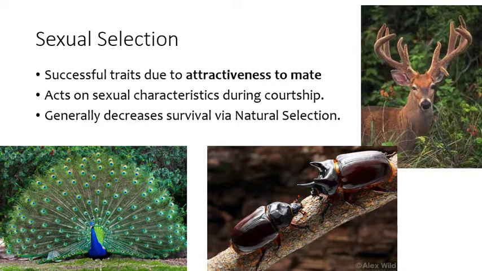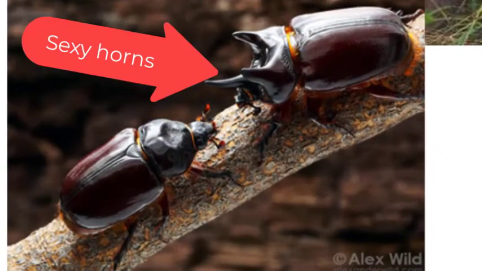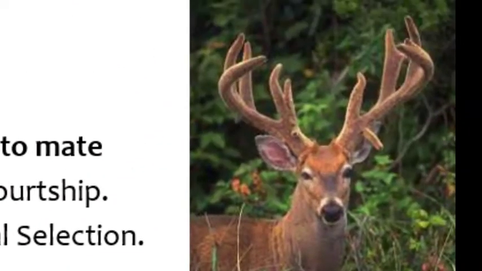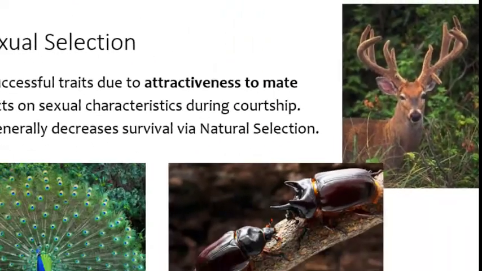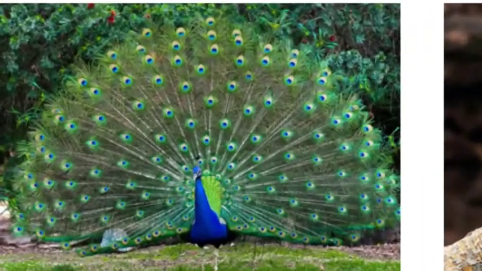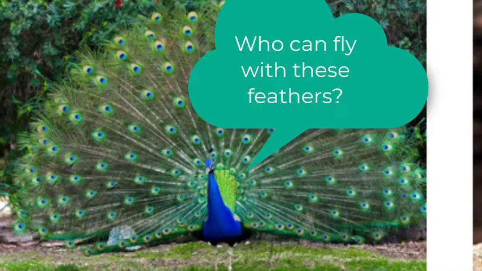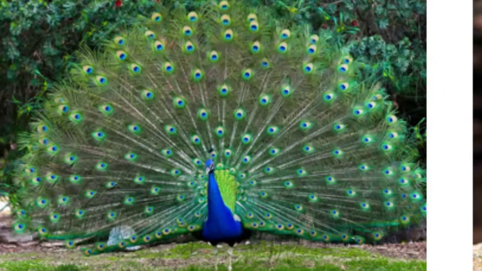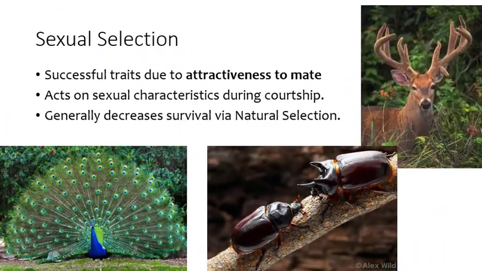Sexual selection is the selection of certain traits by a mate. These traits can be permanently exhibited, or they may only appear during the reproductive season. They definitely decrease survival by natural selection, since many of these traits are flamboyant, attention-getting, or require large amounts of energy to grow. They tend to increase the risk of predation.